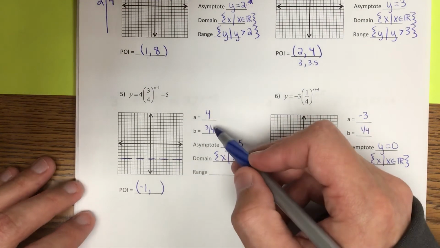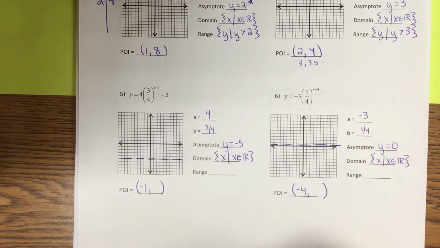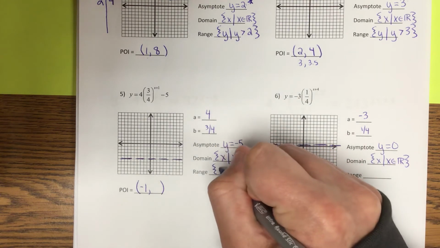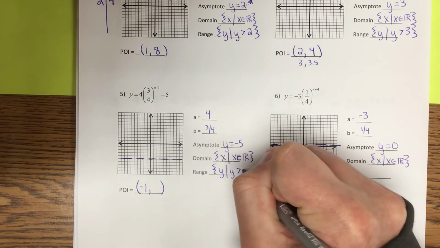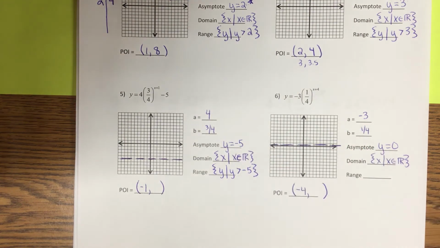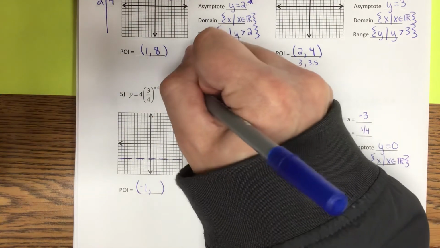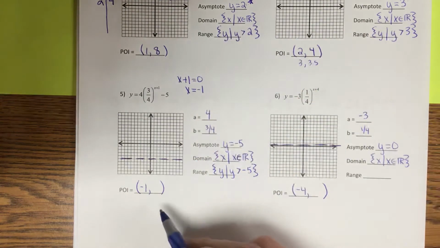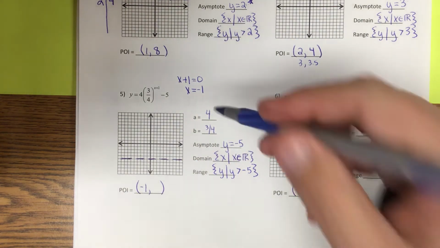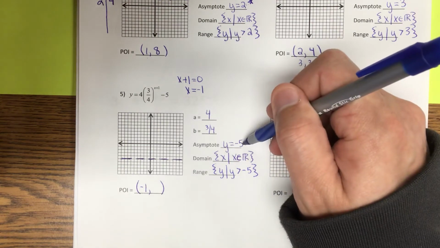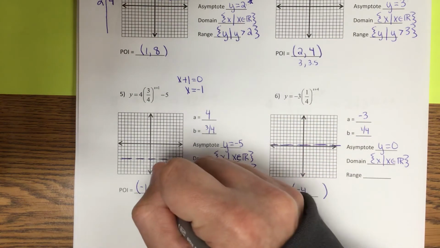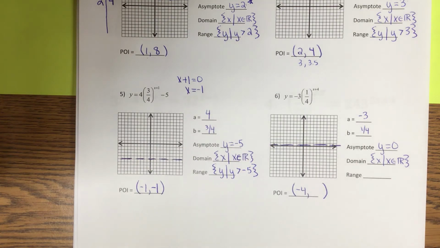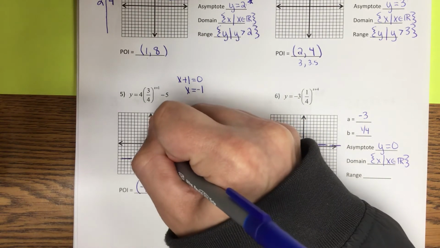We have an a value 4, b value 3/4, y value is the asymptote is y equals -5. So then the range will be y such that y is greater than -5. Now the point of interest has to start with a x value of -1. The y value of the point of interest will be 4 plus the -5. 4 plus -5 is also -1. So -1 is right here.